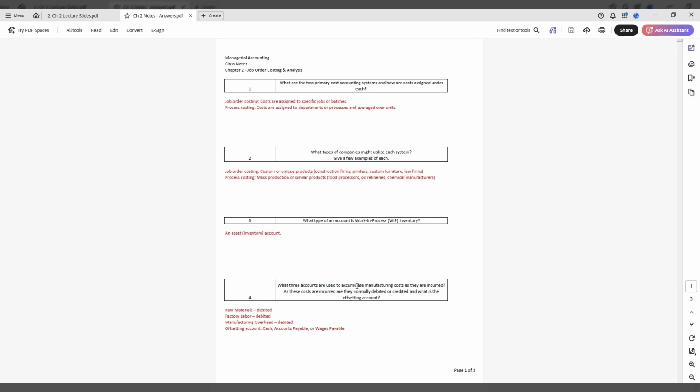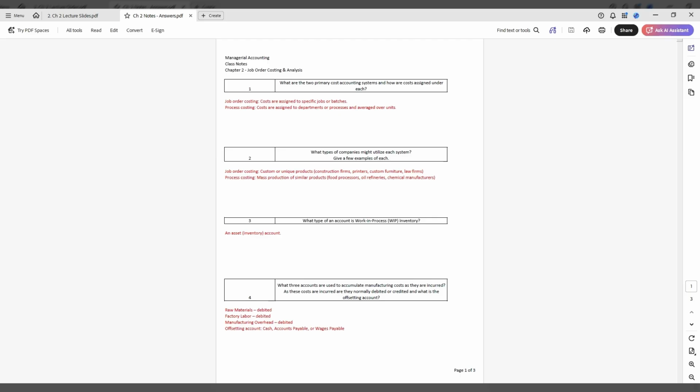What 3 accounts are used to accumulate manufacturing costs as they are incurred? As these costs are incurred, are they normally debited or credited? And what is the offset? That one's a little tricky mouthful there. But the three accounts that we use to accumulate costs here, let me find the best place to show that. Sorry, going back here, but it was raw materials, labor, and factory overhead. I mean, all 3 of these basically.